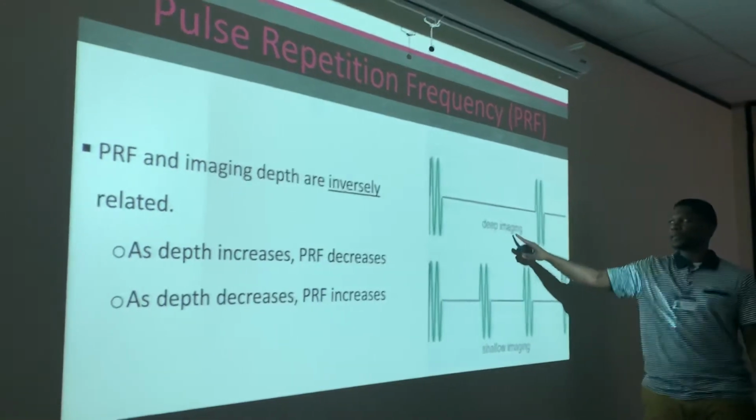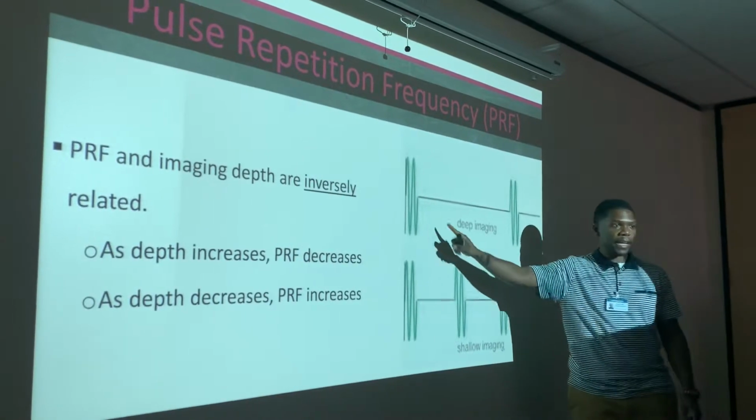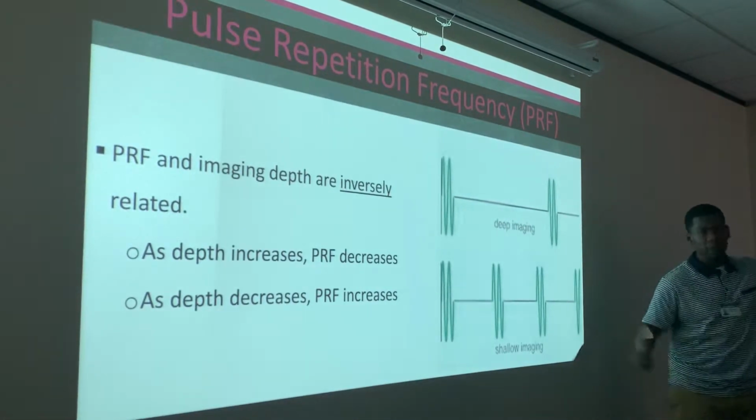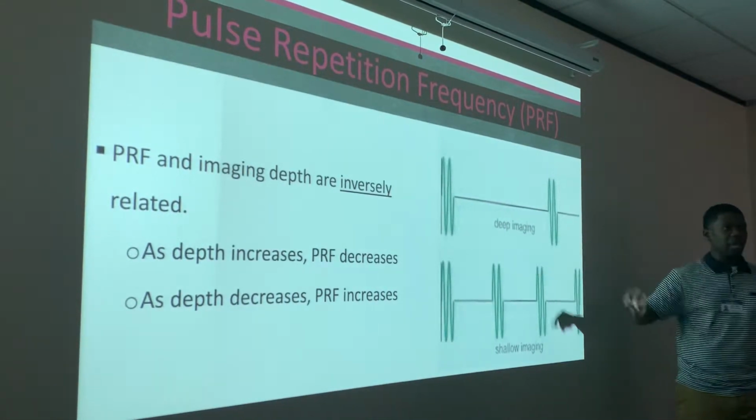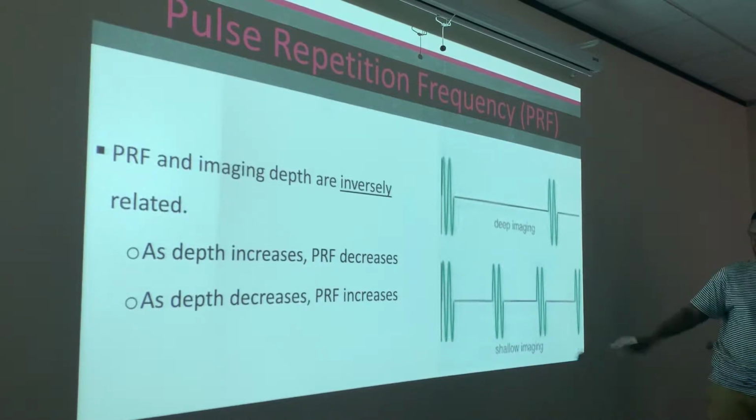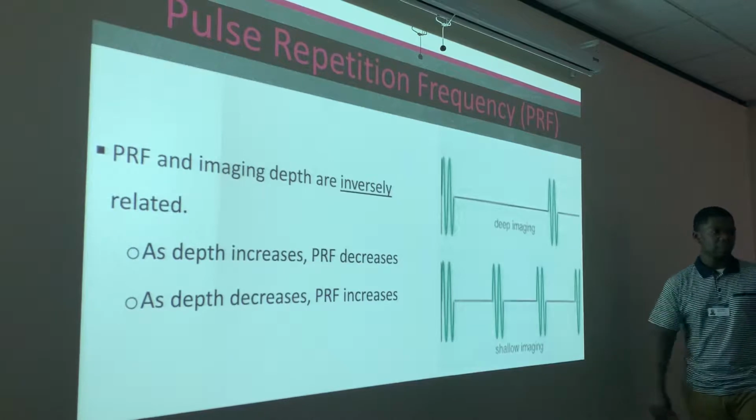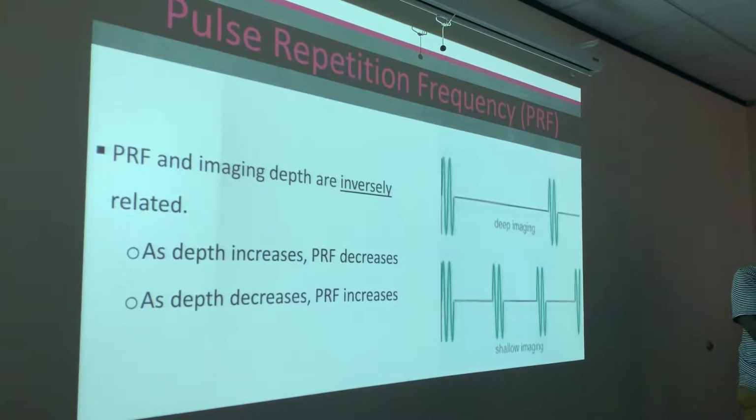When I go deeper into the body, meaning that number is getting bigger, my depth is getting bigger. This is my 20. My frequency is a lot less. Okay? This is my 5 right here. I'm able to send out pulses a lot more often because my listening time is shorter. So remember, when you're changing your depth, you're changing the PRP and the PRF.